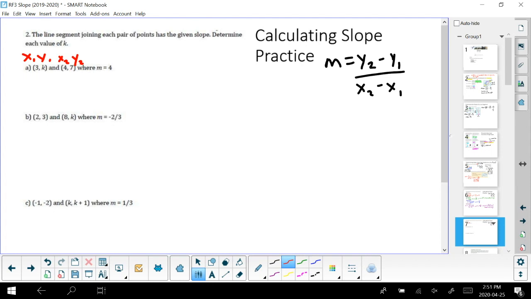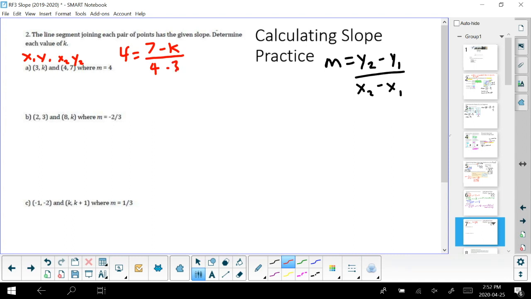We're told that our slope is 4. So it's really important for us to get used to manipulating that slope formula that we have on the top right. We know that m is equal to y2 minus y1 over x2 minus x1. Since we know that slope is 4, we're going to say that 4 is equal to your y2, which is 7, minus y1, which is k, so 7 minus k, divided by your x2 minus x1, which is 4 minus 3.